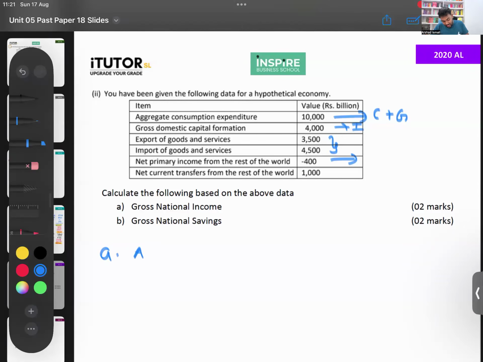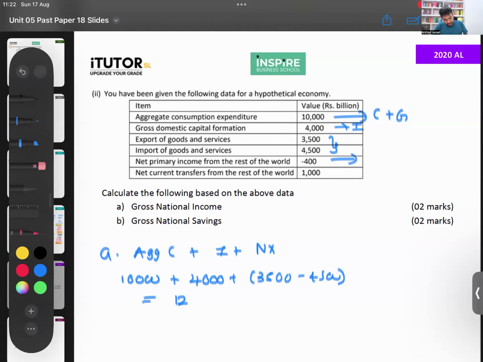So how much is your GNI? You have aggregate consumption, investment, plus net exports. Aggregate consumption is 10,000. Investment is gross domestic capital formation, that is 4,000. Net exports are 35 minus 45. How much do you get? 12,600 or 13,000? 10,000, 4,000, can't be 12,600.